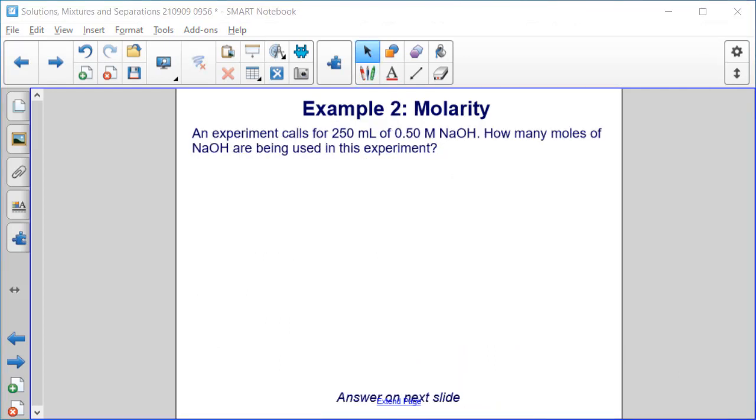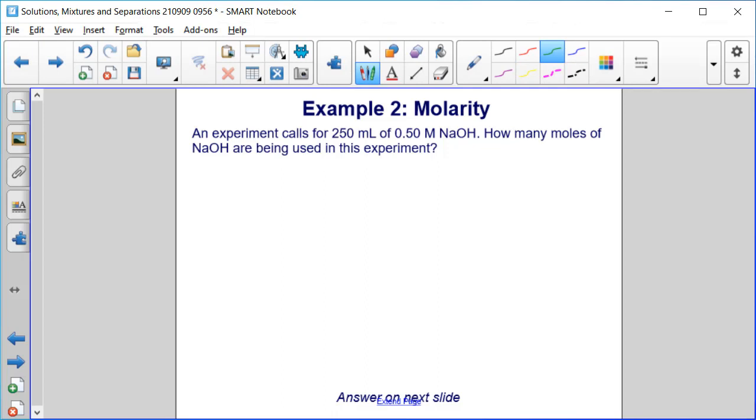Here's a second example using molarity. An experiment calls for 250 milliliters of 0.5 molar NaOH. How many moles are being used? How many moles of NaOH are being used in this experiment?